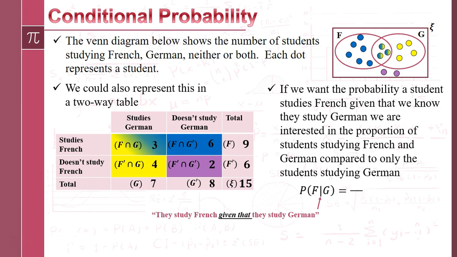Now, the notation we're going to use is that straight line there. So what we're saying is the probability of F given G. Probability they study French given that they study German. So this is the new bit for Year 2, this notation here.